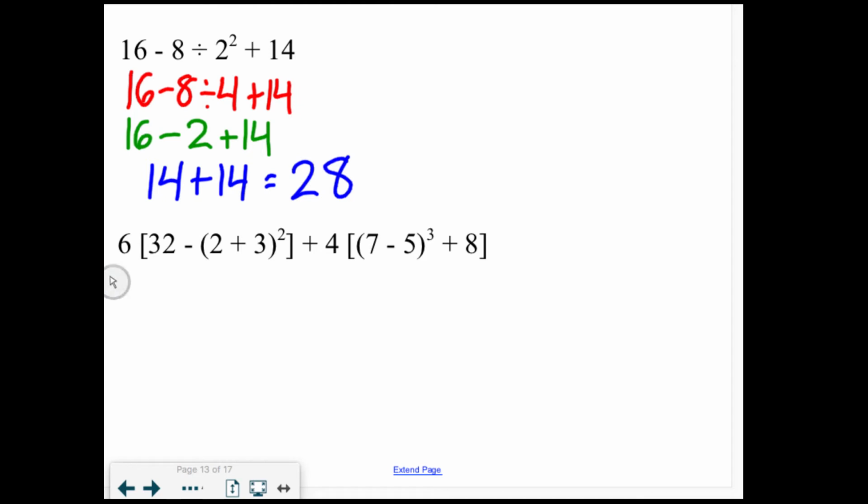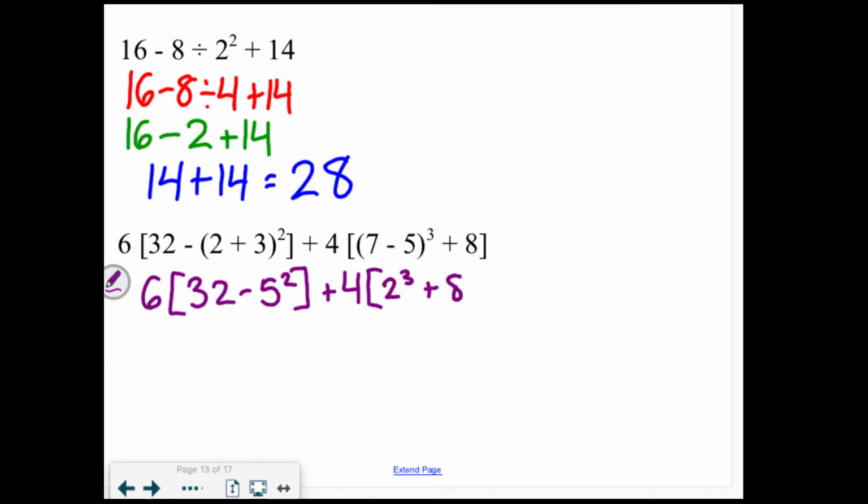This bottom one is a little bit longer. If you notice, there's brackets and parentheses. So you always start as far inside as you can possibly go. So I've got 6, the bracket stays, 32 minus 5 squared, plus 4, bracket, again solving another parentheses, 2 to the 3rd power, plus 8.